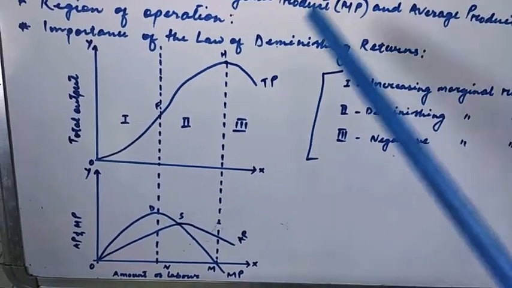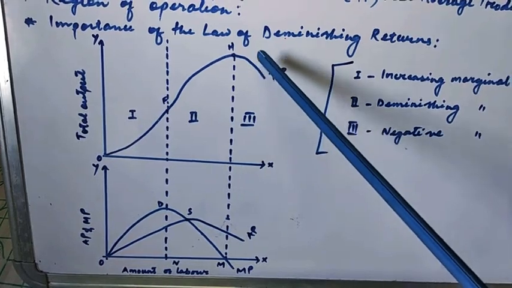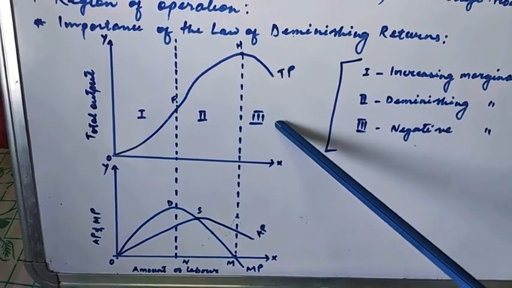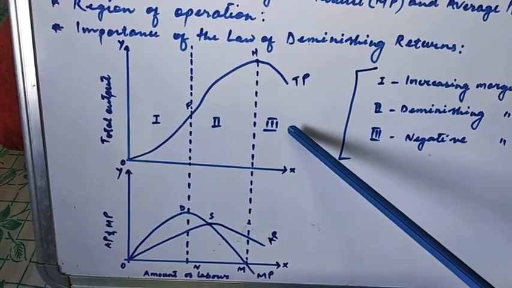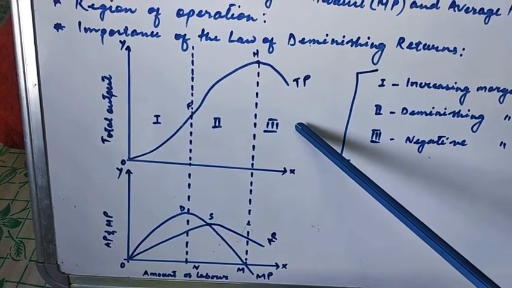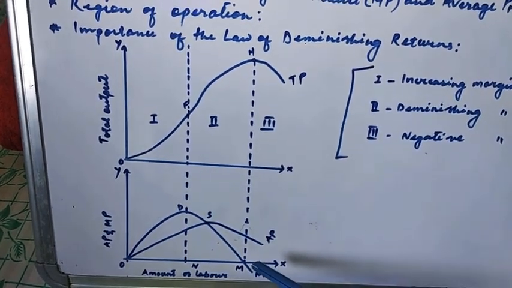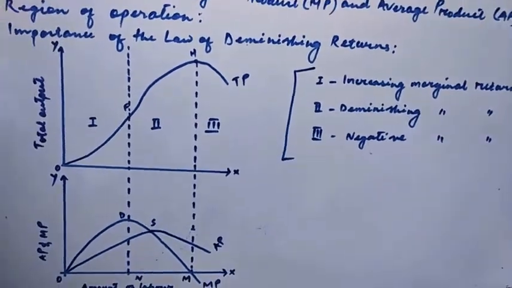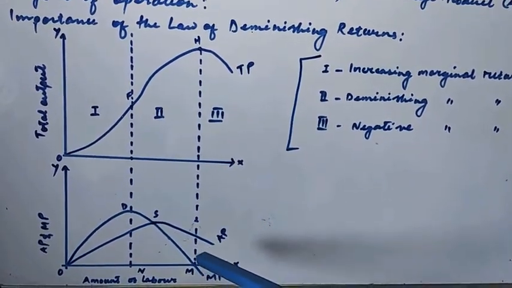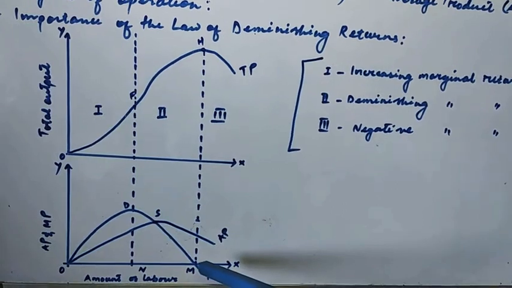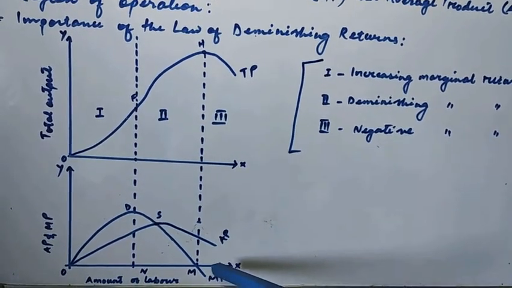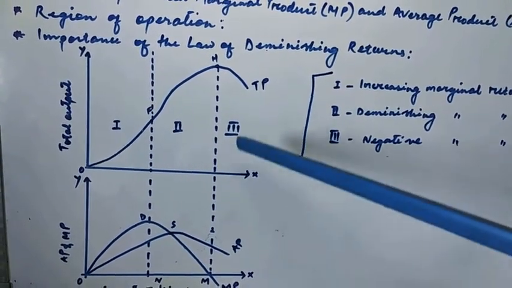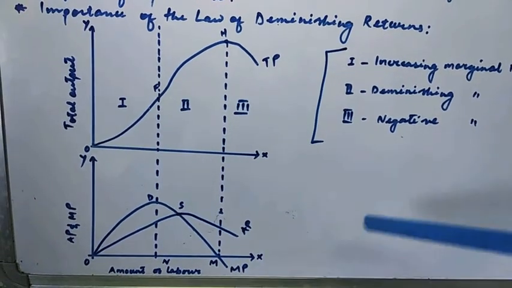So let us see stage 3, that is here. We have a declining total product. So total product is declining at stage 3. So a rational producer will never choose to produce in this stage where the marginal product is not even 0, it is negative. So at stage 3, the marginal product is negative. So it is going beyond the x-axis. So a rational producer will never choose this stage 3 because the marginal product is negative.